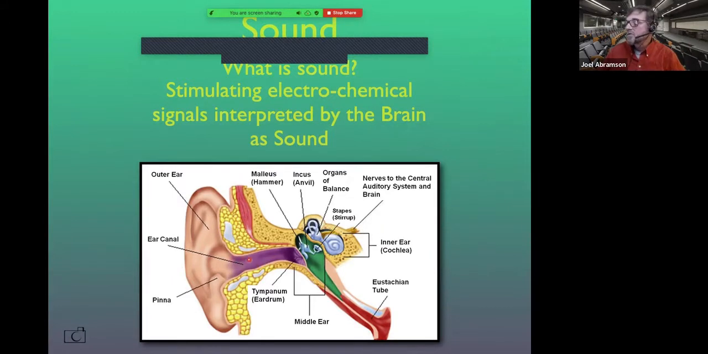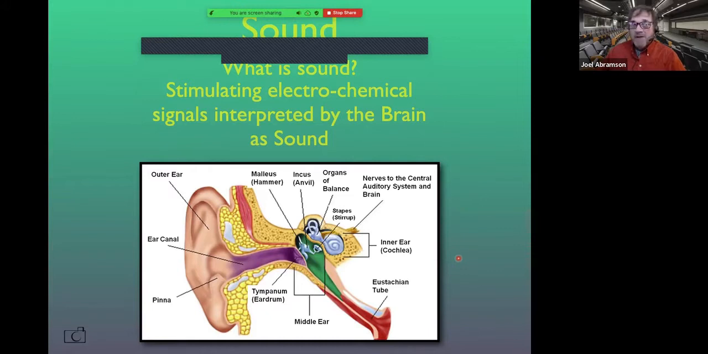So we've taken the acoustic energy, turned it into a mechanical energy. That mechanical energy is then turned into an electrochemical signal in your brain. And this is not unlike how our microphones work. I'll show you a picture of that in a second.